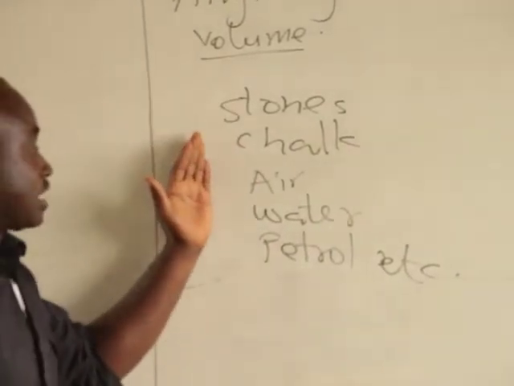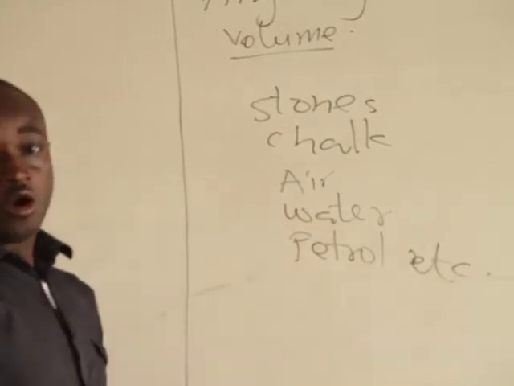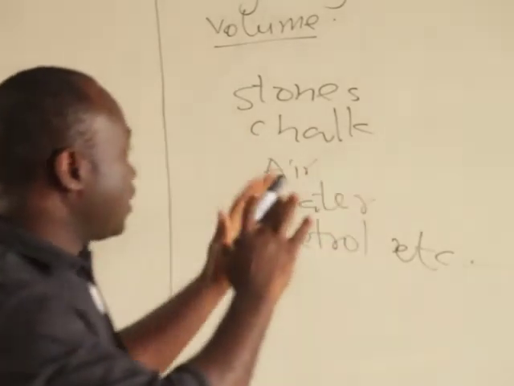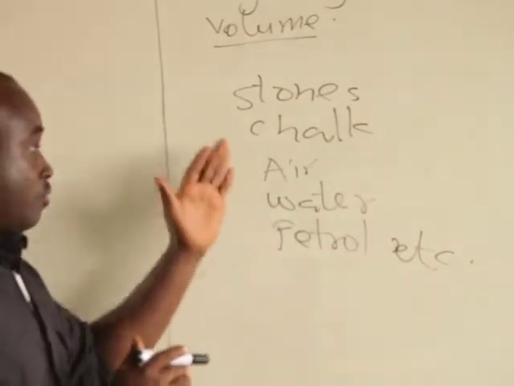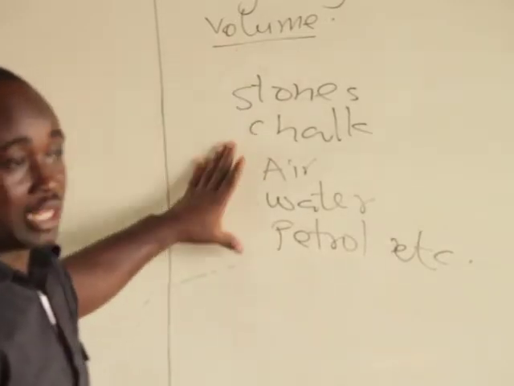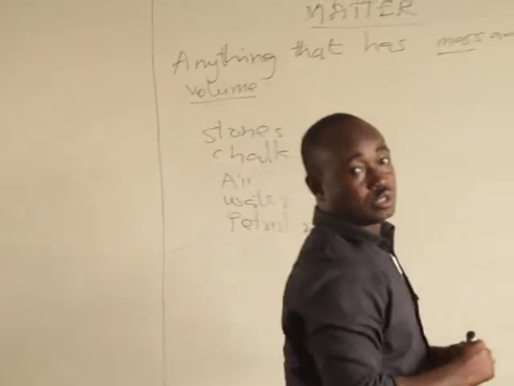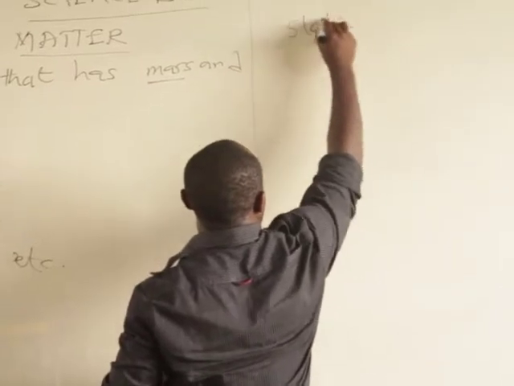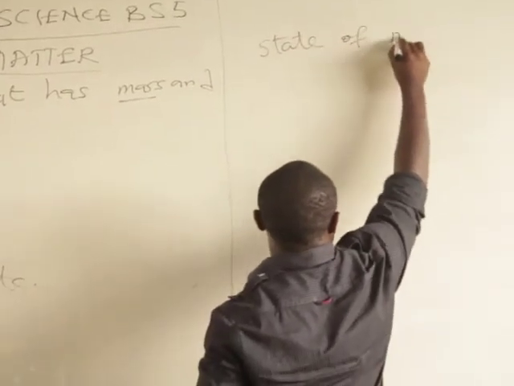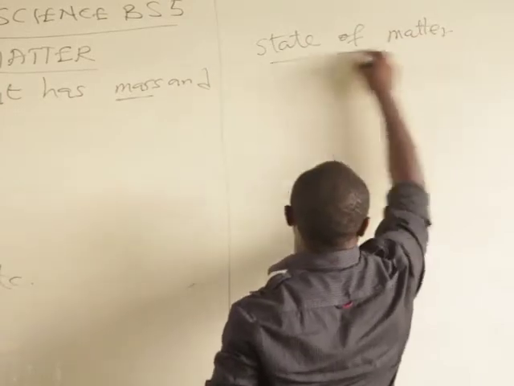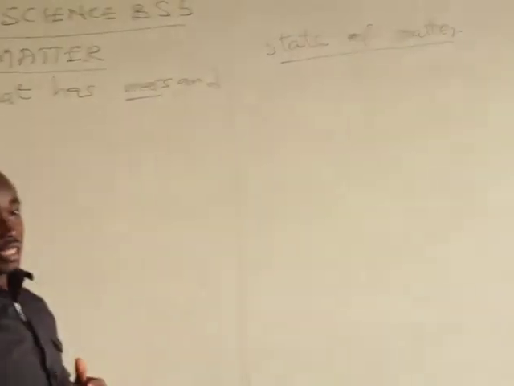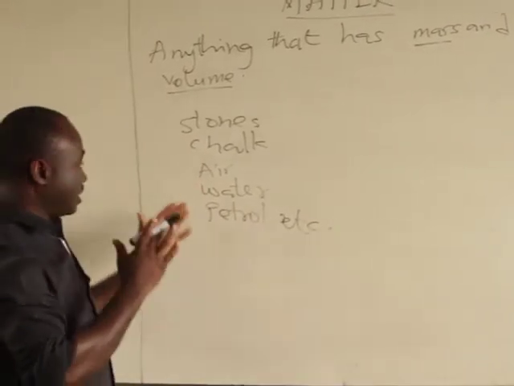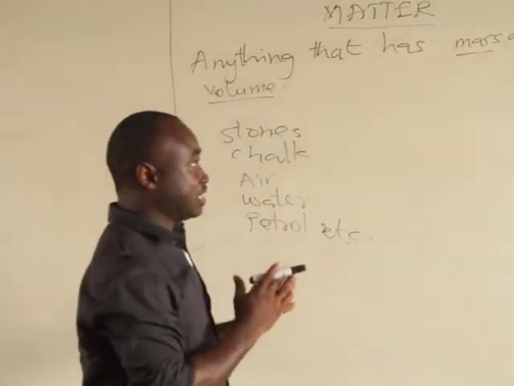You can see that all these things can take up space. They also have weight. And among these things, you can see that we have different states of them. We have different states of the examples of matter. And that brings us to the topic, states of matter. When we look at the examples, you can see that matter exists in three states.